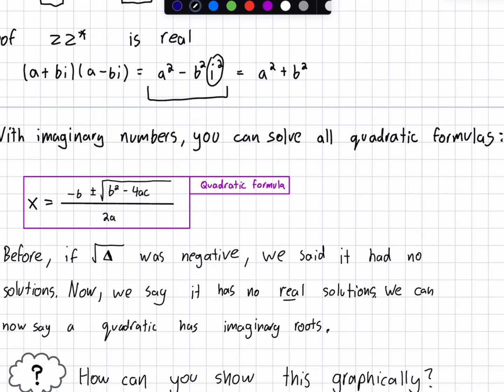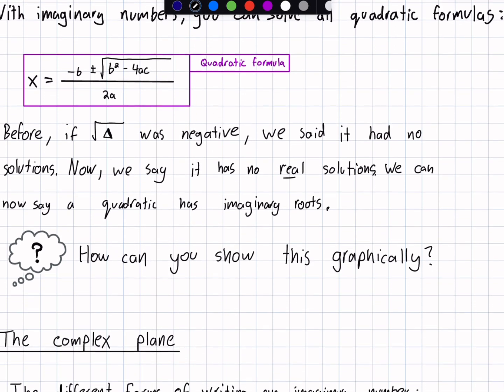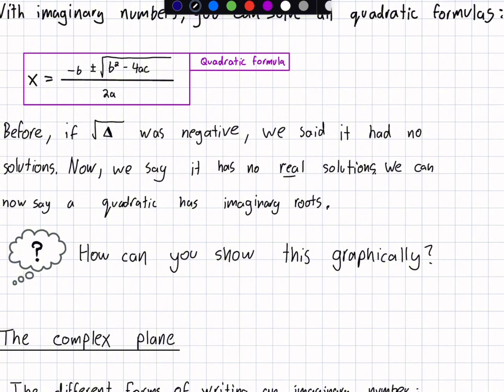Now, if you completed algebra, you will know that there are some quadratic formulas that cannot be solved, for example, when the square root is negative. Well, now that we know the power of complex numbers, we can actually go past this and always solve quadratic formulas, as we now know that we can go into the negatives in a square root. But now we can say that the quadratic has imaginary roots.